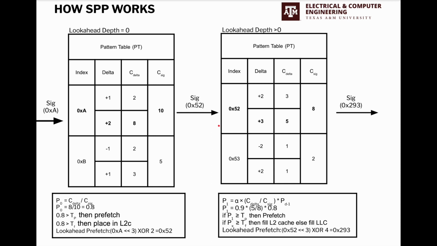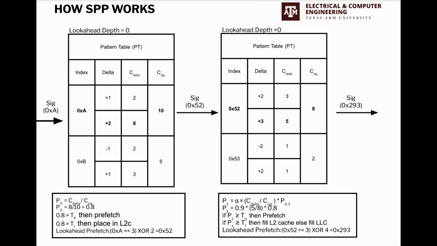So we take the same signature that we just calculated, 0x52, and look for the same index in the pattern table. And we calculate the path confidence, but this time the formula is a little different. It is given by path confidence equals alpha, which is the global accuracy scaling factor, multiplied by C delta divided by C signature, multiplied by the previous path confidence.